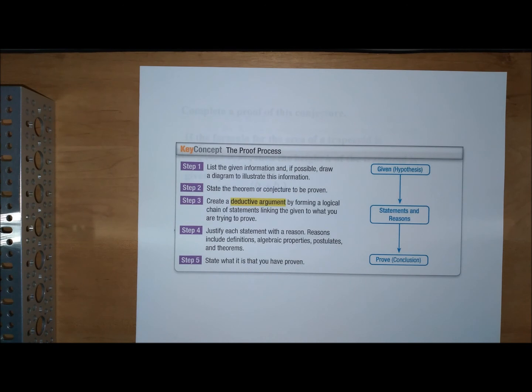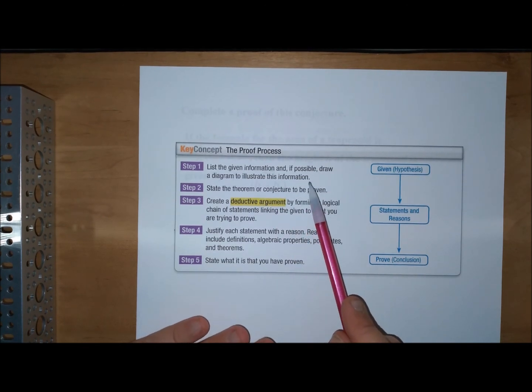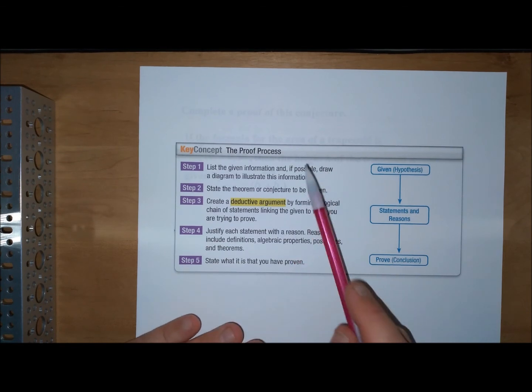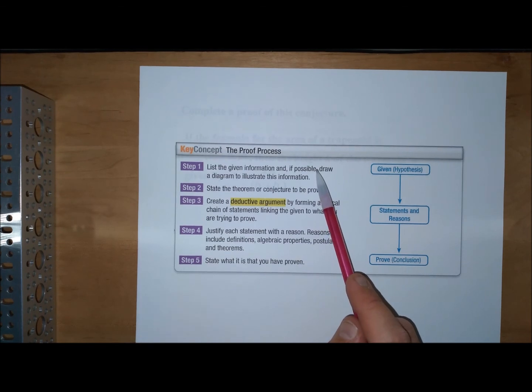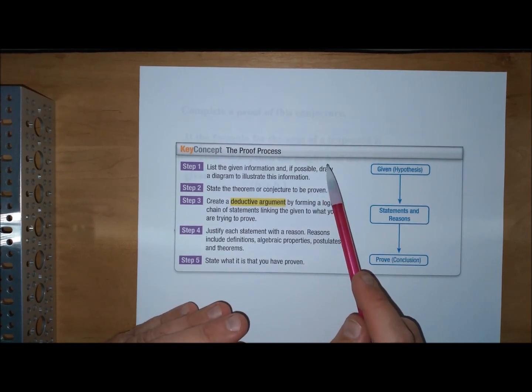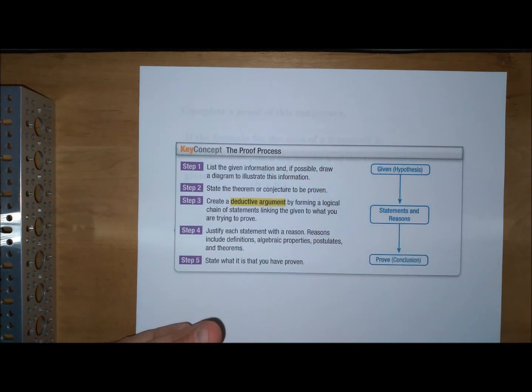Okay, here's a good summary of the proof process. Step 1, we want to list the given information and, if possible, draw a diagram to illustrate this information. In geometric proofs, you're frequently going to draw diagrams to help you through the proof process. In fact, the diagram becomes extremely helpful because sometimes you can visually see your way to the end of the proof, whereas you would not necessarily be able to figure out which direction to go next if you were simply writing down statements or reasons. So the diagrams are very important. That should come as no surprise in geometry.